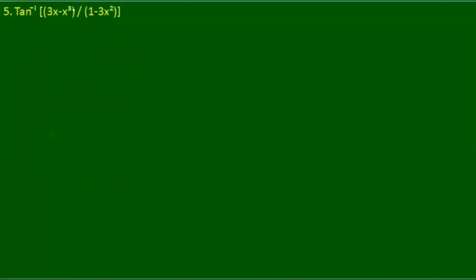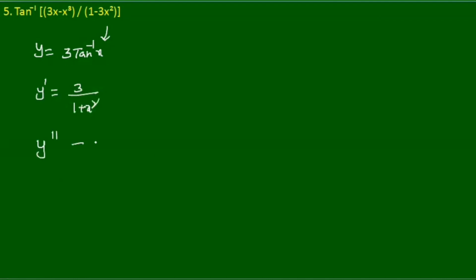It's also the same. 3 tan a minus tan cubed a by 1 minus 3 tan square a is tan 3a. So the given function can be written as 3 tan inverse of x. I consider this as y. Tan inverse of 3x minus x cubed by 1 minus 3x square is 3 tan inverse of x, whose derivative is 3 by 1 plus x square.